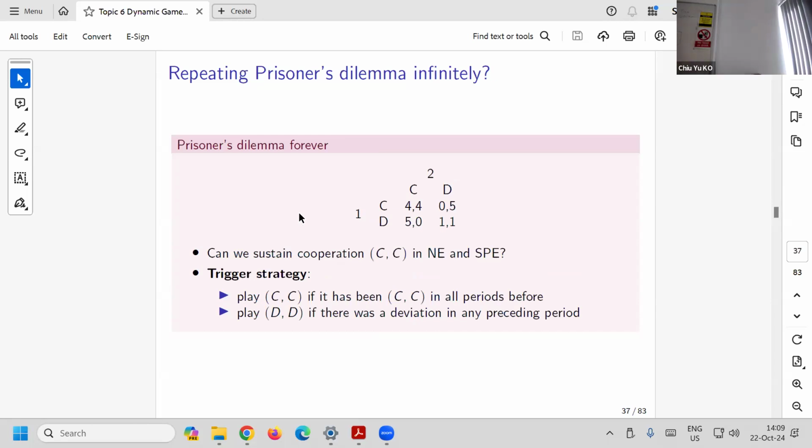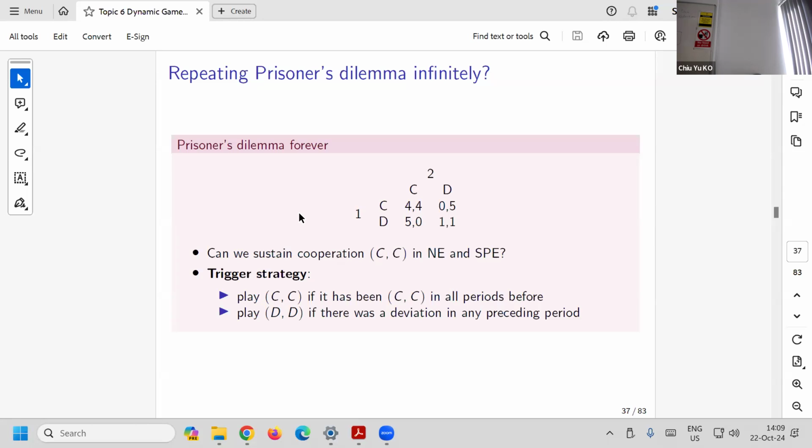It turns out that we don't really like this, because we know from experiments and many other things that people actually can collaborate. So the question is, is it possible to collaborate and get CC with cooperation if we play this game forever?